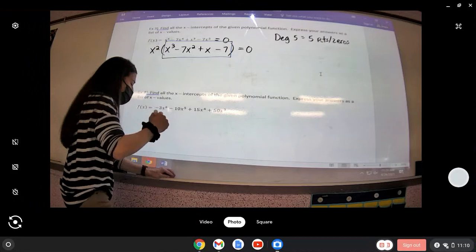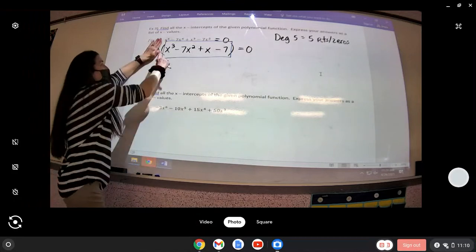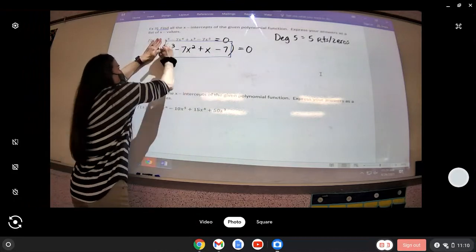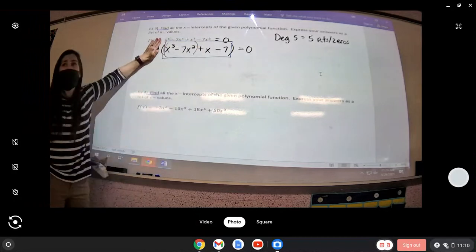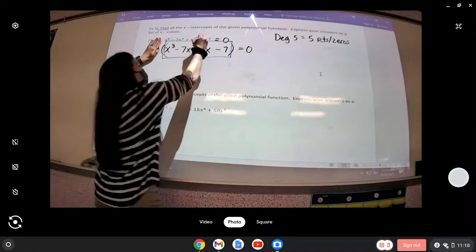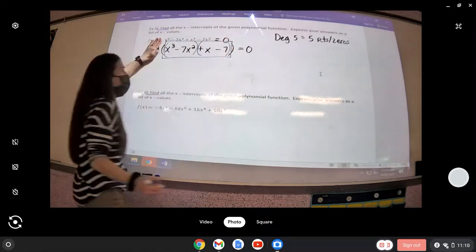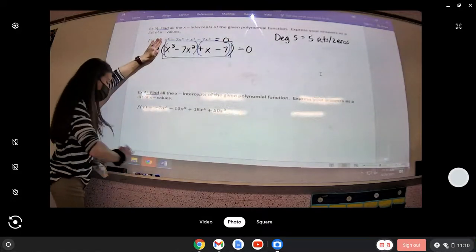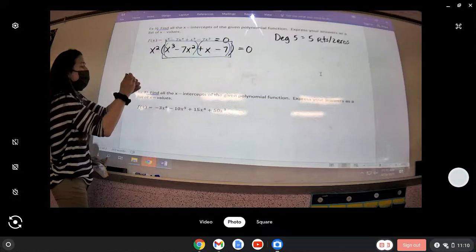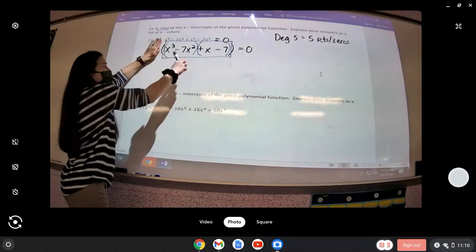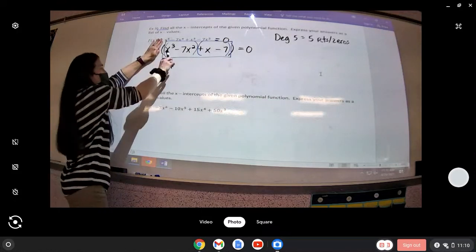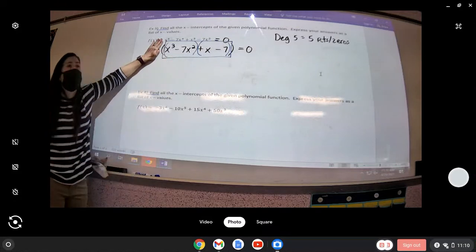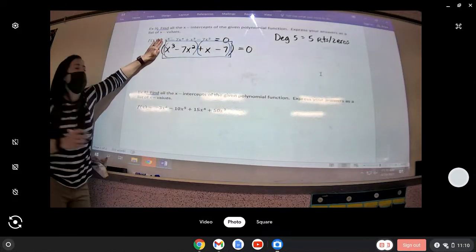If we're going to factor this by grouping, if you guys remember factor by grouping, you group the first 2 terms together, make a group, and then you group the second 2 terms together and make a group. Then you're going to look for the first group's GCF. What does an x to the 3rd and a 7x squared have in common? X squared. Take it out.